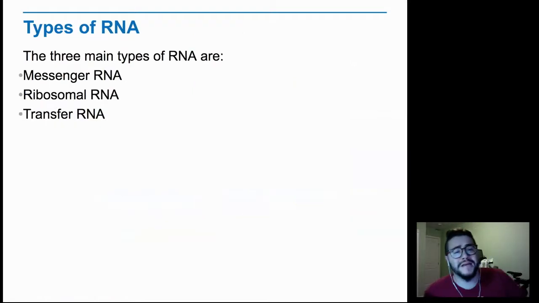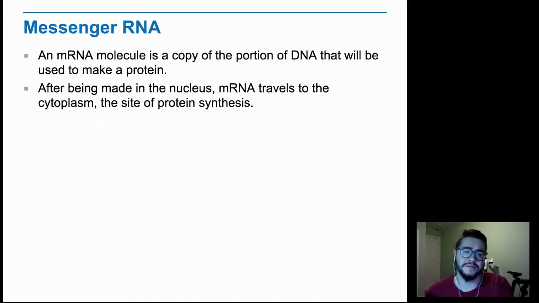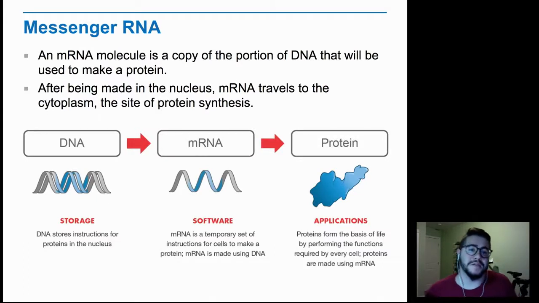There are three main types of RNA that you will need to know about. mRNA is messenger RNA, rRNA is also known as ribosomal RNA, and tRNA is transfer RNA. So let's talk about each one of those here. The first one is messenger RNA. Messenger RNA is basically the copy of DNA that's going to be used to make a protein.